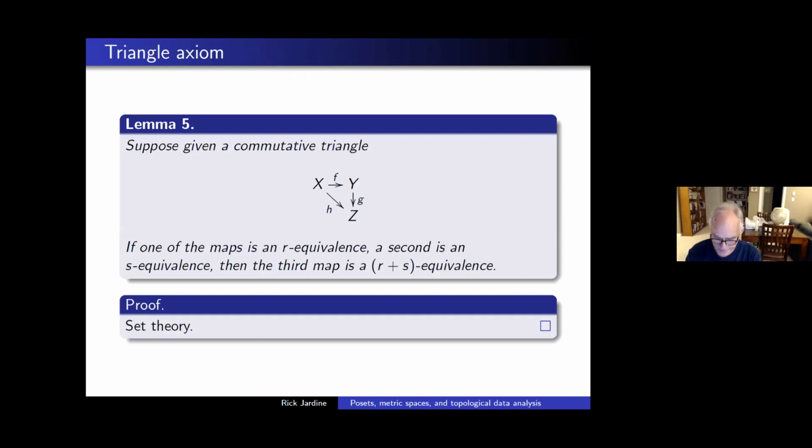You don't get a triangle identity like you're used to from homotopy theory on the nose. So let's just read one statement here. If F is an R equivalence and G is an S equivalence, then H has to be an R plus S equivalence. If F is an R equivalence and H is an R plus S equivalence, then G has to be an R plus S equivalence, and so on. So if one of these maps is an R equivalence and one is an S equivalence, then the third has to be an R plus S equivalence. And that's the proof of just set theory. You chase elements. So that's easy to prove.